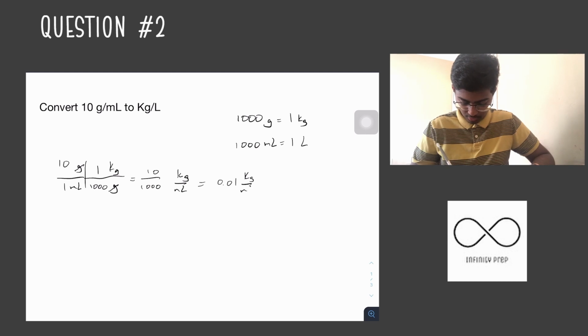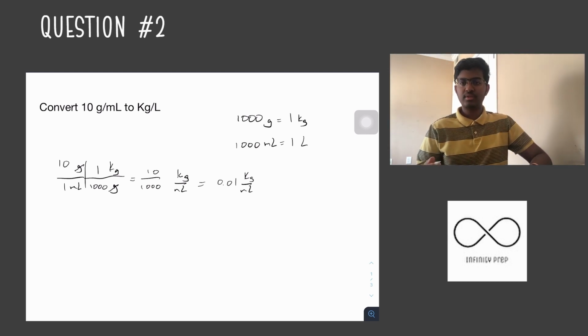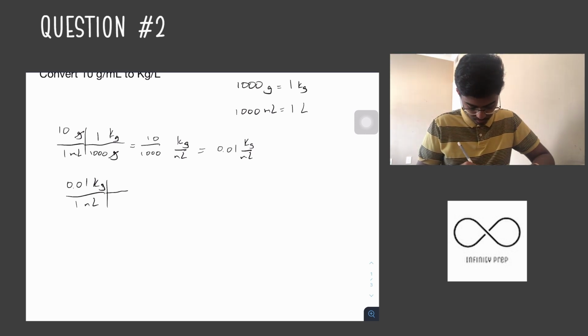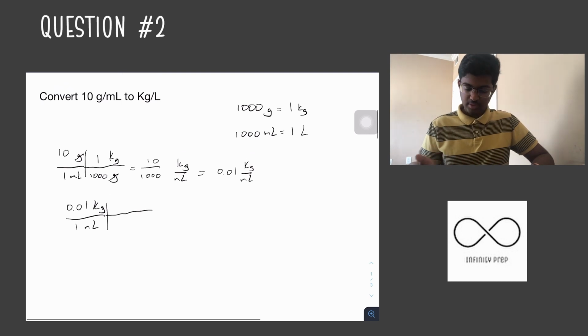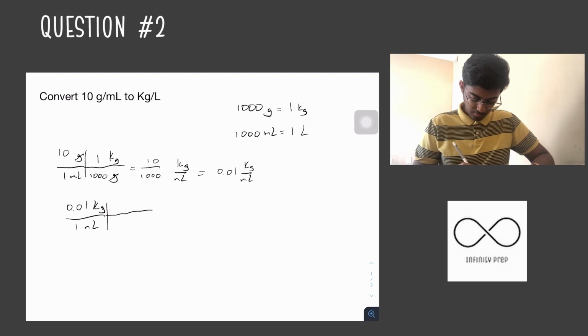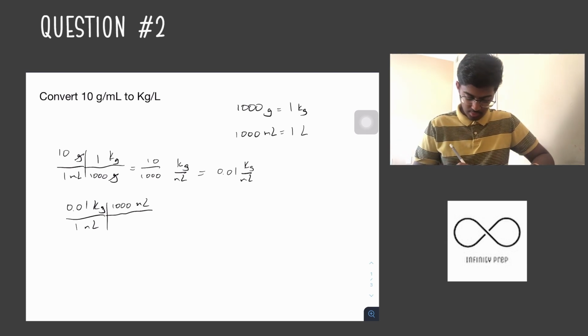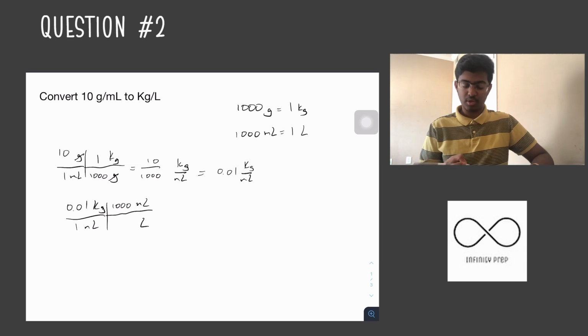kilograms per milliliter. Now that we have this in kilograms per milliliter, we can work on converting the milliliter into a liter to get kilograms per liter. So 0.01 kilograms per 1 milliliter. Now it says 1,000 milliliters is equal to 1 liter, so we need milliliters on top this time because we need the milliliters on top to cancel out with the bottom. So 1,000 milliliters.